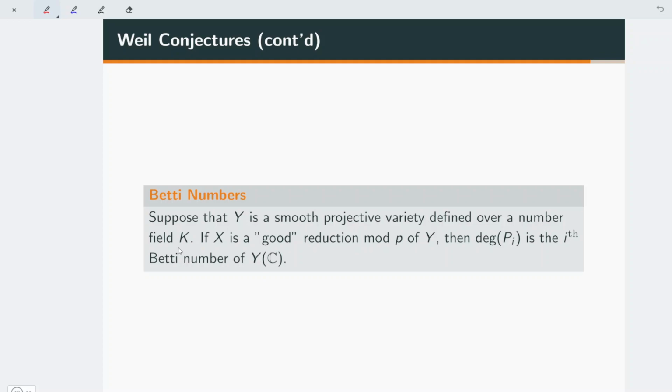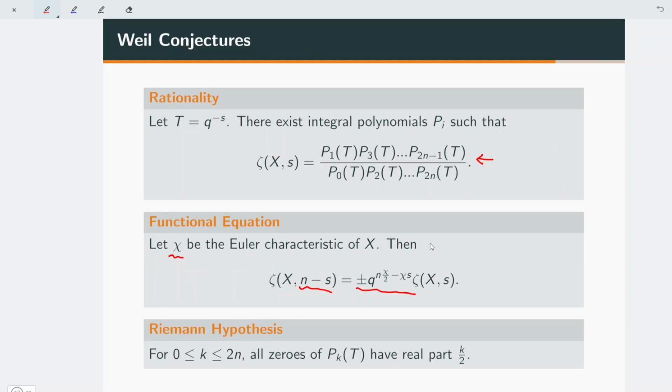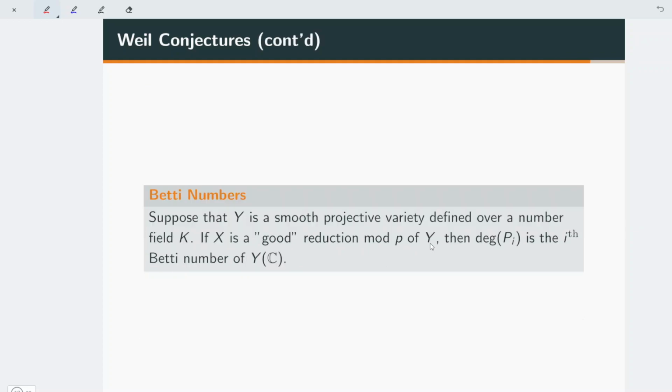Suppose X is a good reduction, mod P, of that variety over that you can embed into C, into projective space over C. Good reduction I'm not going to get into, but most primes are good reductions. So if X comes from Y in this manner, then the integral polynomials that express the zeta function of X are equal to the ith Betti numbers of the variety Y considered as a complex space.